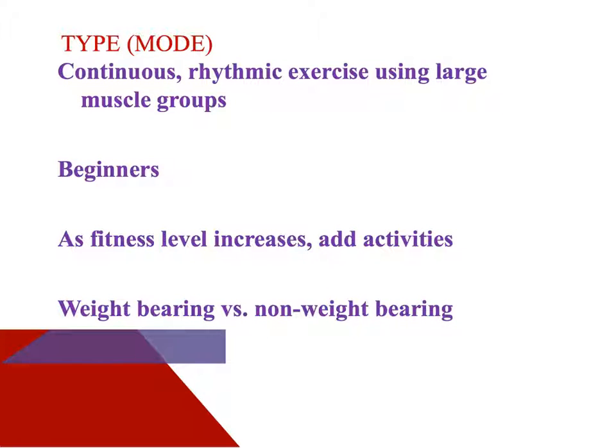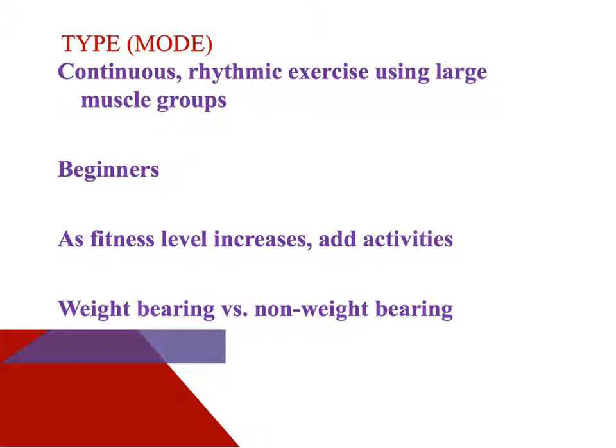When looking at type of exercise, we want to do continuous rhythmic exercise. Specifically, when we're looking at beginners, we may not want to add in high intensity training or interval training, unless it's moderate intensity interval training, to the program. As fitness levels increase, then we might want to add in more activities of a greater variety, such as swimming, racquetball, basketball, things that might challenge their skill level a little more. The MET values will depend on skill and effort, so that should be taken into consideration.